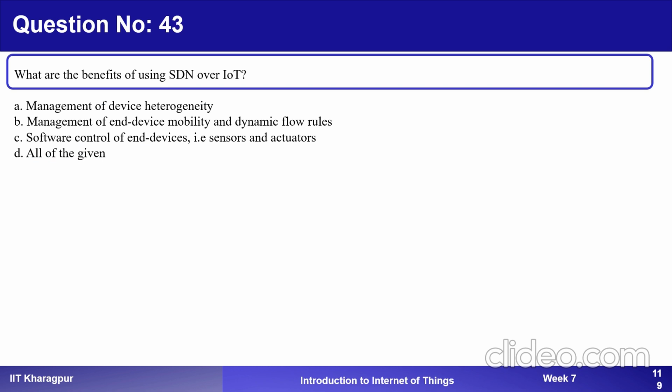Next question is, what are the benefits of using SDN over IoT? Options are management of device heterogeneity, management of end device mobility and dynamic flow rules, software control of end devices, that is sensor and actuator, all of the above. All of them. Right, all of the above is correct.